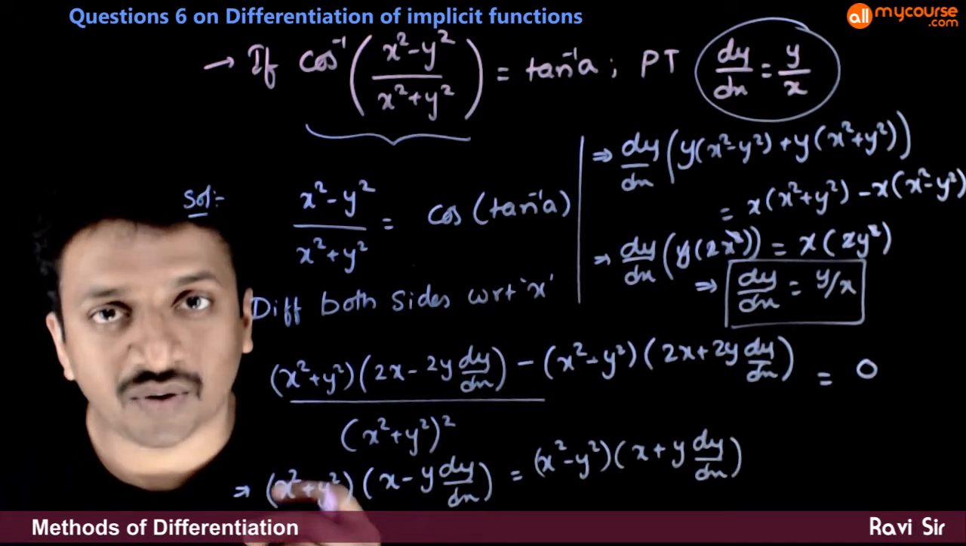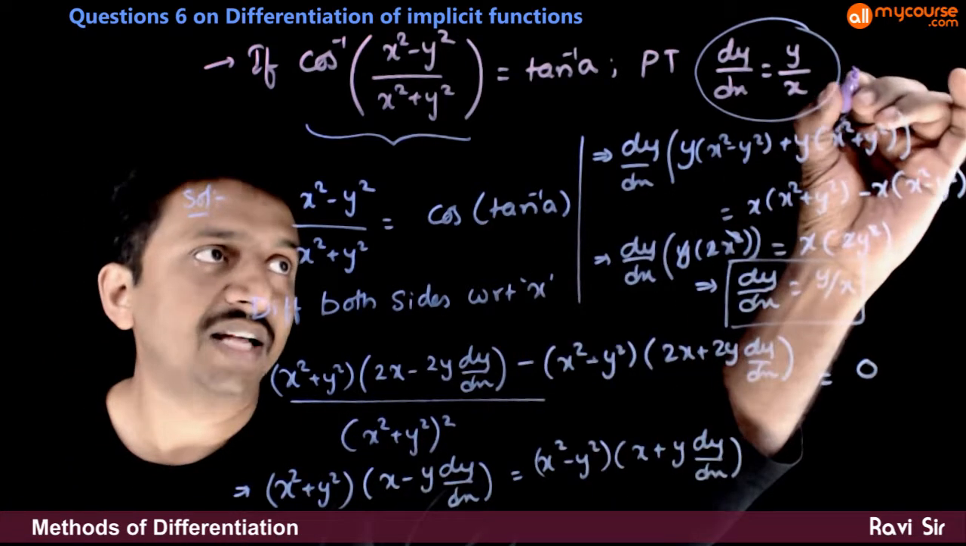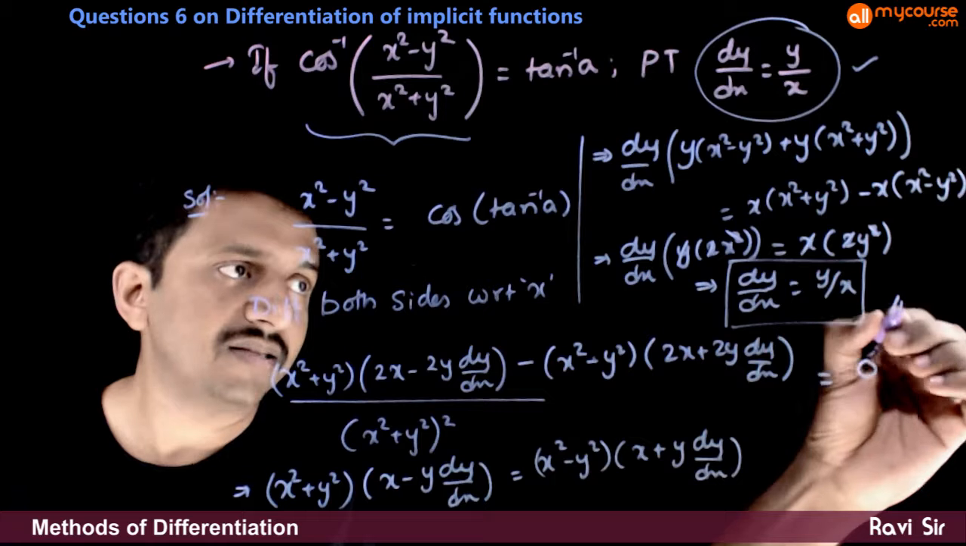dy by dx is equal to y by x. That's what you're asked to prove. So hence proved.